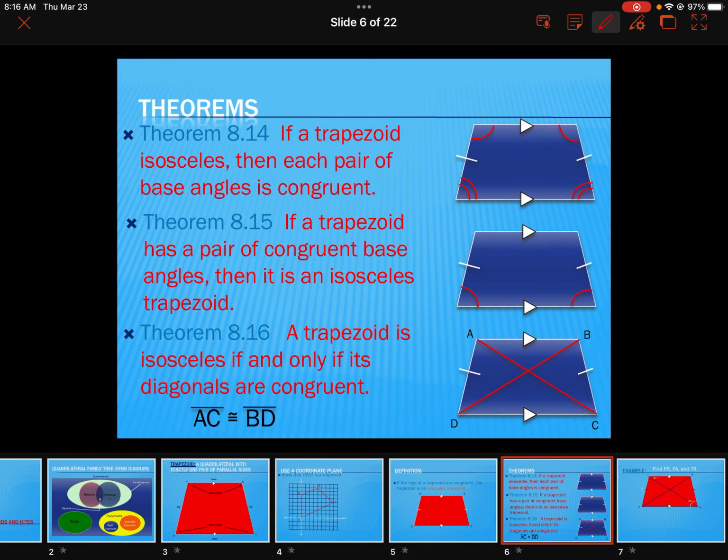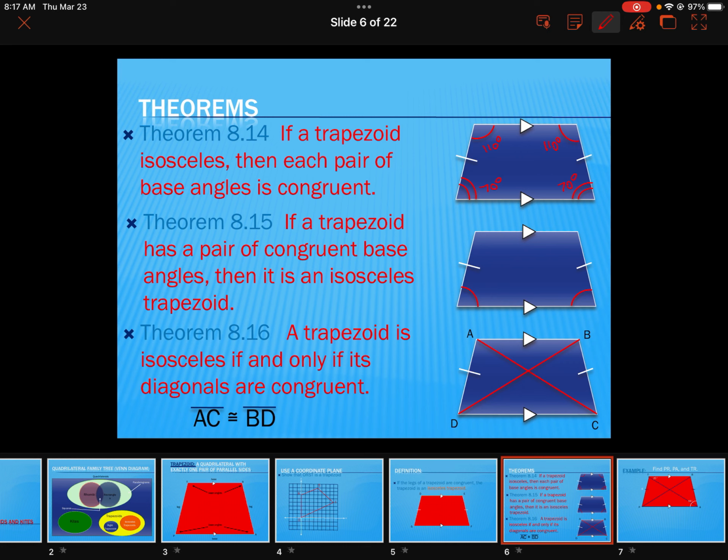So here's 3 theorems about isosceles trapezoids. Theorem 8.14 tells you that the base angles of an isosceles trapezoid are congruent. Now remember, there's 2 pairs. There's a pair at the top that are obtuse in this particular trapezoid, and then there's a pair at the bottom that are acute. Those are congruent base angles. So if we go back to that simple example we did earlier, if one base angle is 70, then you know the other acute base angle is 70. And you don't have the obtuse base angle measures, but remember, they've got to be 110. Those angles are supplementary.